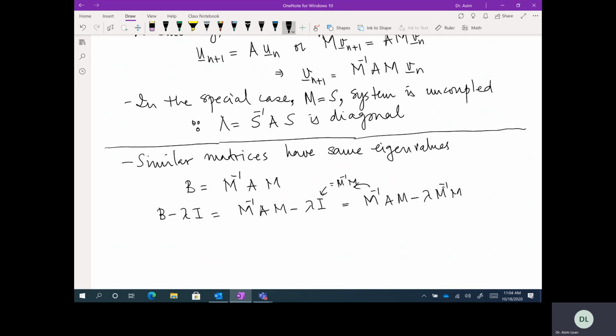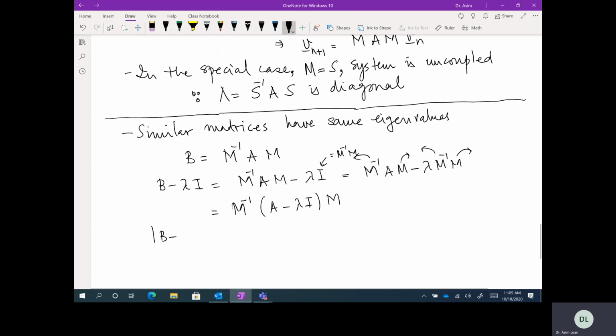So M inverse, I take it out from this side, and M I take it out from this side. So this becomes M inverse, A minus lambda I, and M on this side. So if I take this determinant, which is the characteristic polynomial, this would be determinant of M inverse, determinant of A minus lambda I, and determinant of M. So from chapter 4, you should know that the determinant of M inverse equals 1 over the determinant of M.